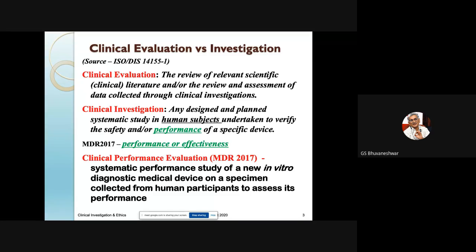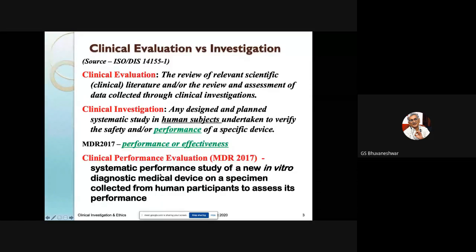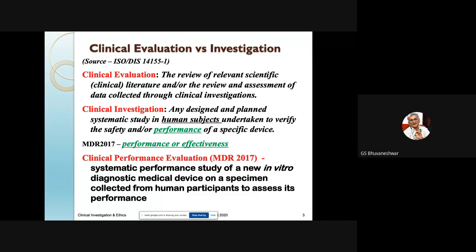Medical device rules, instead of safety and performance, they talk about performance or effectiveness. Both terms are used in MDR. They overlap a lot, but there's a small difference. Then the other term the medical device rules uses, which I mentioned, is the clinical performance evaluation. It's specifically intended for in vitro diagnostic studies. So it's a systematic performance study of a new in vitro diagnostic medical device on a specimen collected from human participants to assess the performance of the product test, or generally, usually they are diagnostic tests.